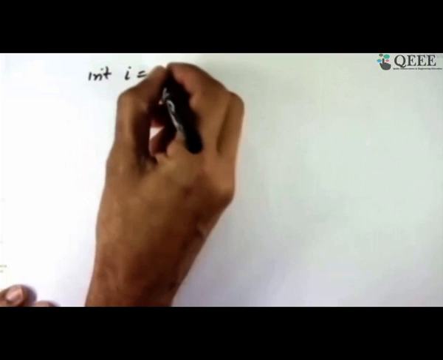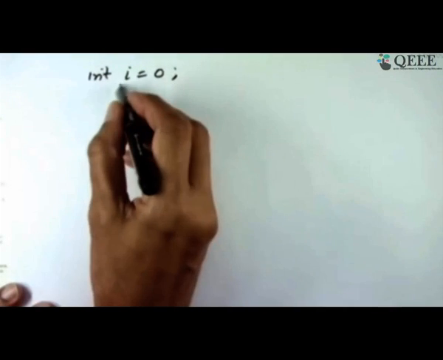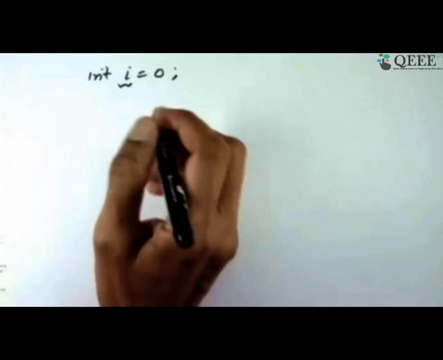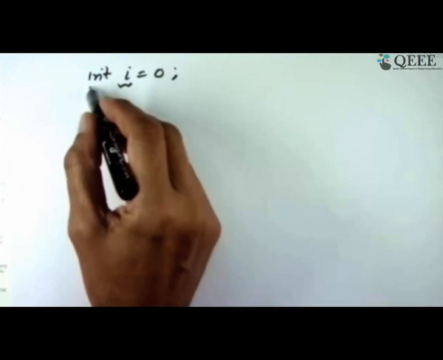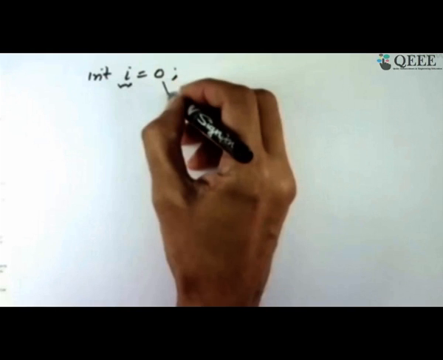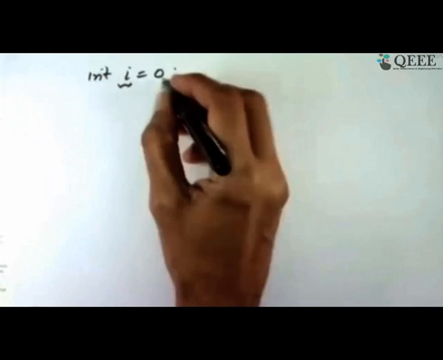int i equals 0. What does the compiler typically do? It observes that you have defined an entity called i, whose type is integer. Now it checks whether the RHS and LHS are compatible. What is 0?